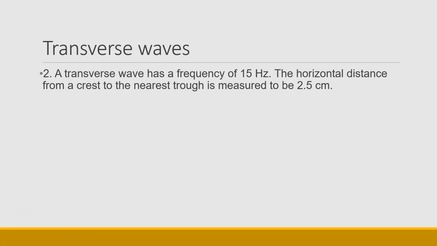A transverse wave has a frequency of 15 hertz. The horizontal distance from a crest to the nearest trough is measured to be 2.5 centimeters. So we've got the frequency, and we don't quite have the wavelength, but we've got some information here that will allow us to work out the wavelength. Now, the first thing is, because this is in centimeters, you should immediately realize that you need to do a conversion into meters.